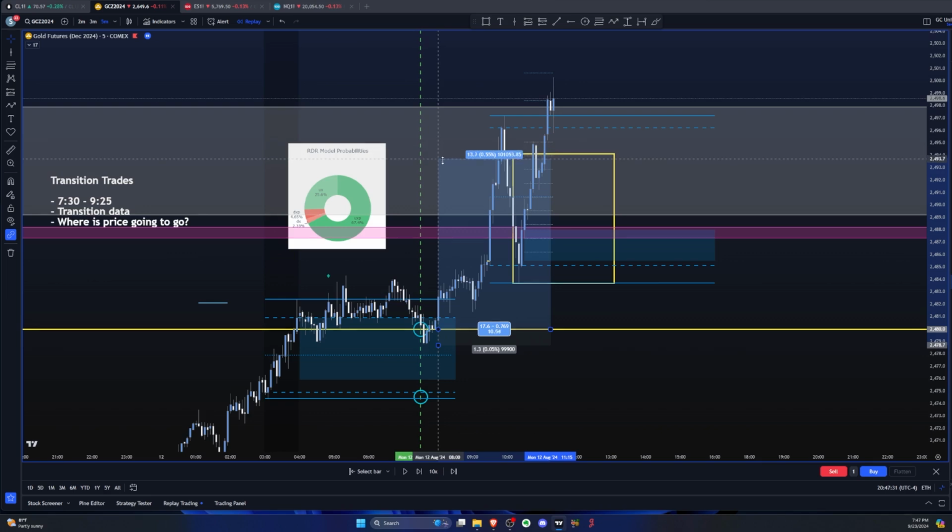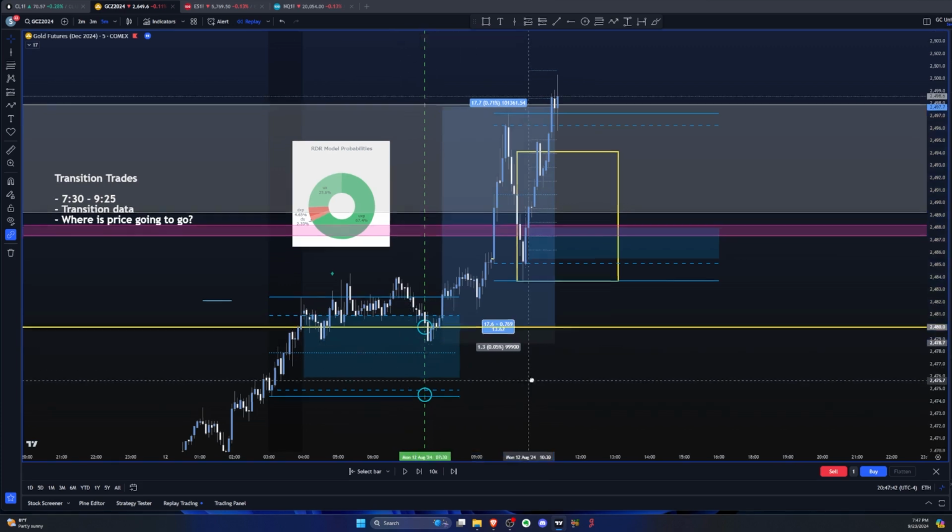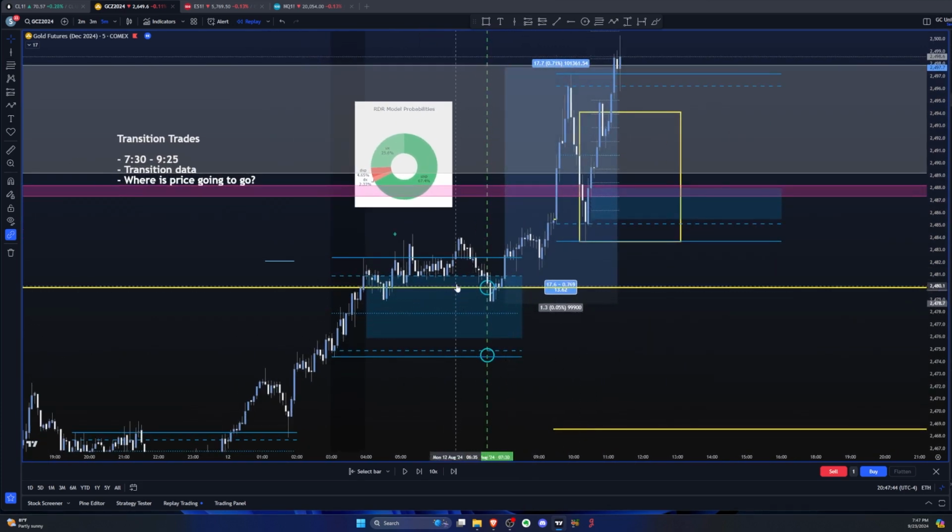Or maybe you got nervous and you took out somewhere around here. That's still a 10R trade. Not a problem with that one either. Right? So that's the anatomy of what a transition trade looks like. For gold, I'm looking right at 730. I'm looking for possible levels on my 2-minute chart.